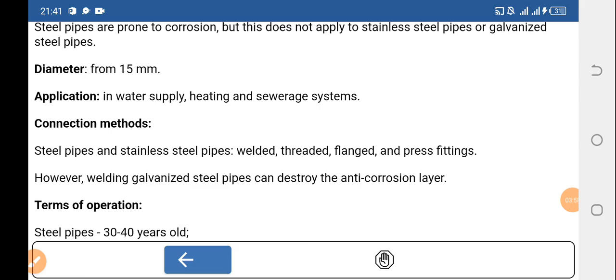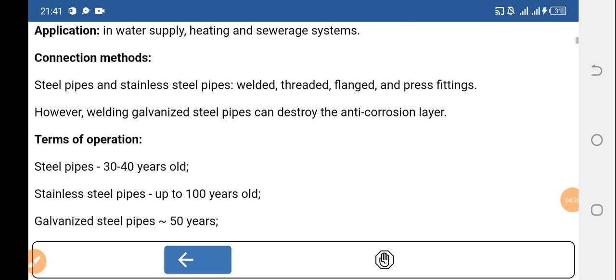And when we talk about threaded, this is when you thread the pipe, either female or male, then you make that connection. A flange joint, I think I'll show you specifically how this flange looks like. This is the method of using bolts and nuts.